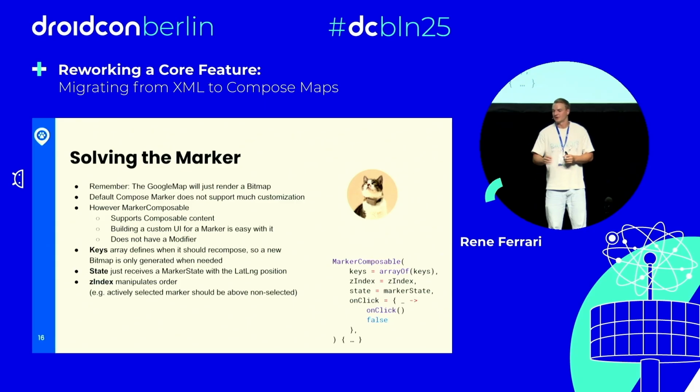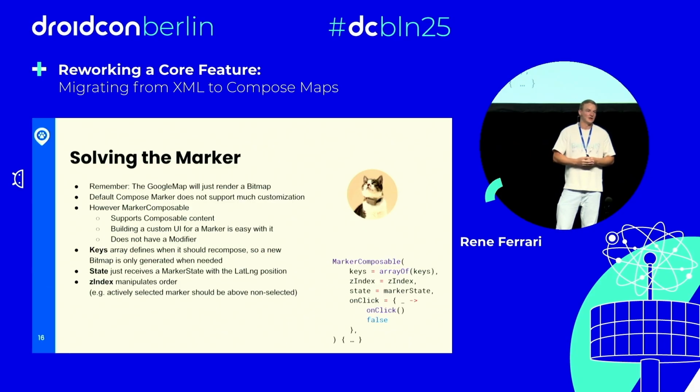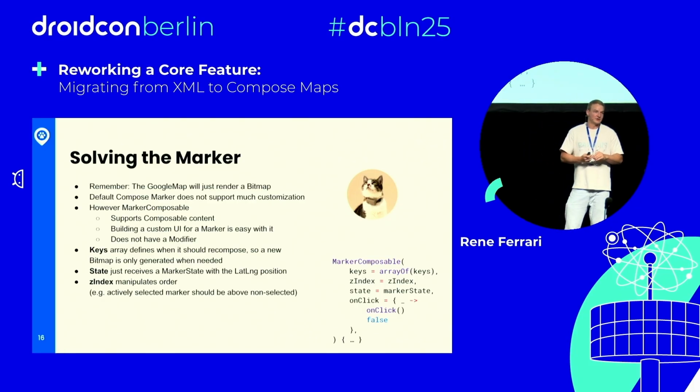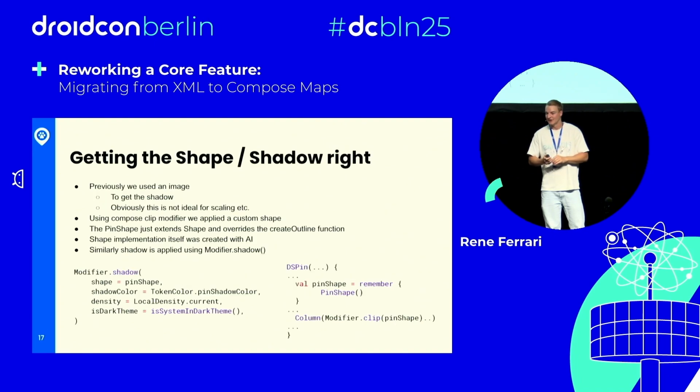And furthermore, the marker state just holds the latitude, longitude position. It will automatically update on position change anyway. But if you need some custom update, let's say I want to show a badge on that marker, I would define a key, maybe, I don't know, let's say an enum with the badge type. If the badge type changes, the marker gets updated, recomposed, and we're good.